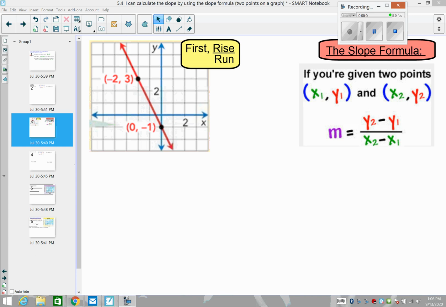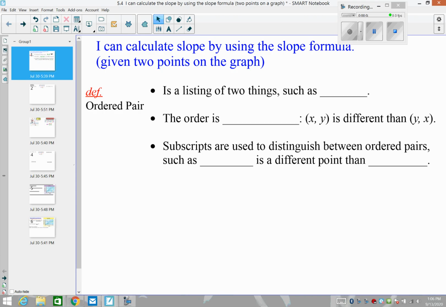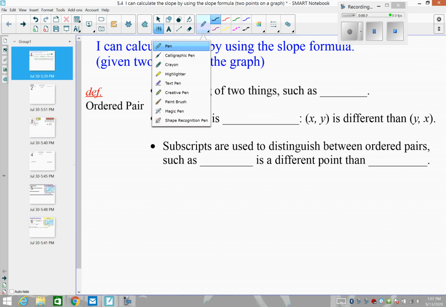Hey, math friends. So our learning target today is that I can calculate the slope by using the formula. What we're going to talk about today is what happens when we don't have a graph and we can't run, we can't draw a rectangle and calculate the change that's happening in the data without the picture. That does happen to us sometimes, so we kind of need a plan B when that occurs.